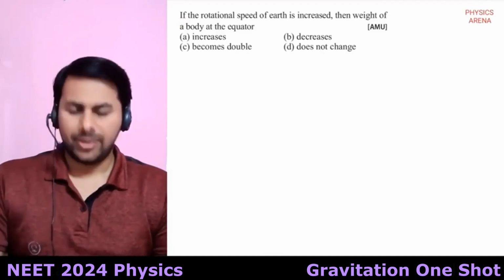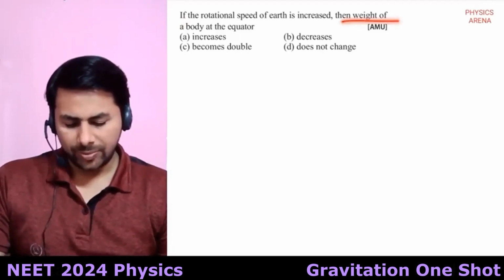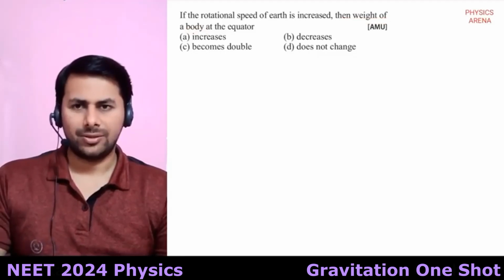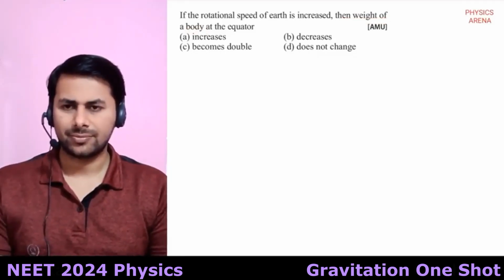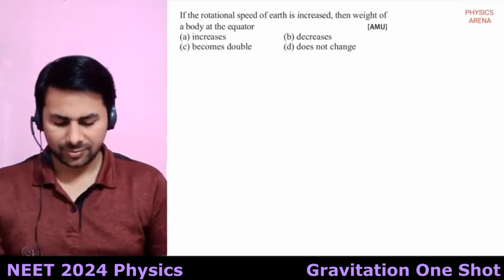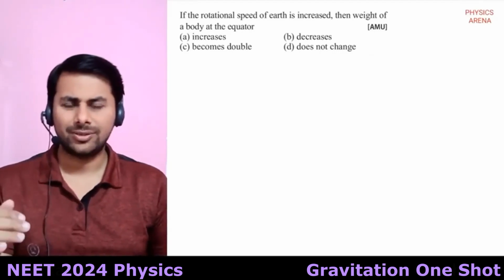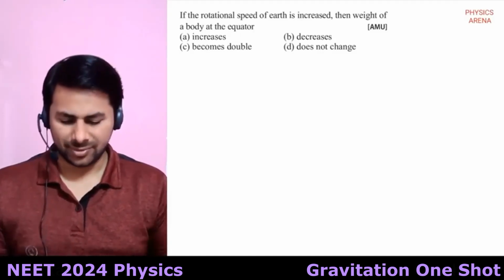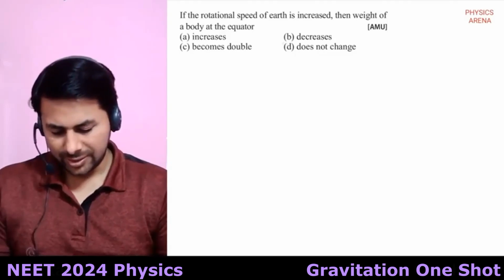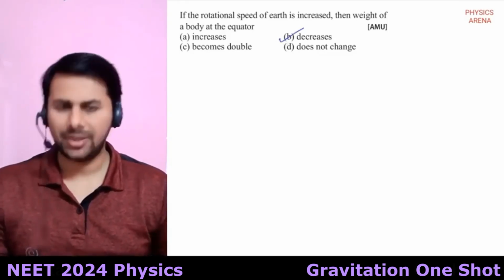When the rotational speed of Earth is increased, then what happens to the weight of a body at the equator? It will decrease because g decreases. And if the body is at the poles, g will remain the same, so nothing will happen. So weight at the equator decreases.